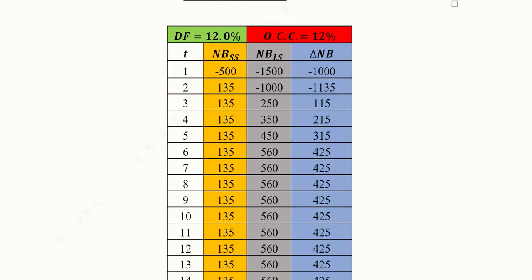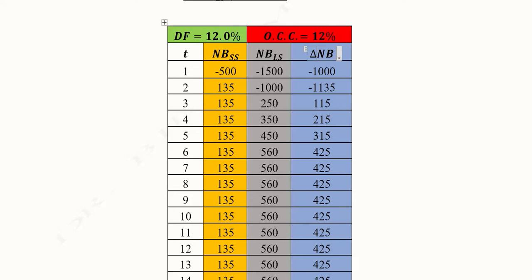For this, what we do is we combine the net benefits of the small scale and the large scale project in one column, in one table. We know that the discounting factor is 12%. We are also given the OCC, which is the opportunity cost of capital. It is also 12%. Now we will calculate the difference of the two net benefits.